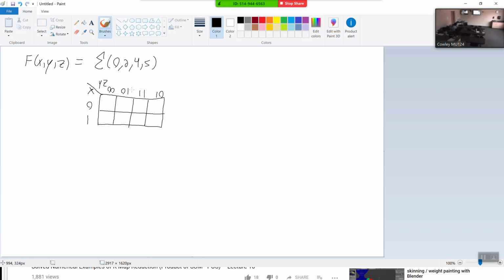And M naught is the first square, so we'll put a 1 there. M2 is our last square, we'll put a 1 there. M4, so small I can't see it. I think it's this one here. And M5 is this one here. So by default, there's zeros there.